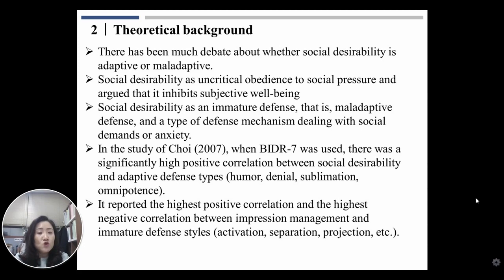In the study of Choi and colleagues, BIDR7 was used, and there was a significantly high positive correlation between social desirability and adaptive defense types: humor, denial, sublimation, omnipotence. It reported the highest positive correlation, and the highest negative correlation between impression management and image defense style: activation, separation, projection.